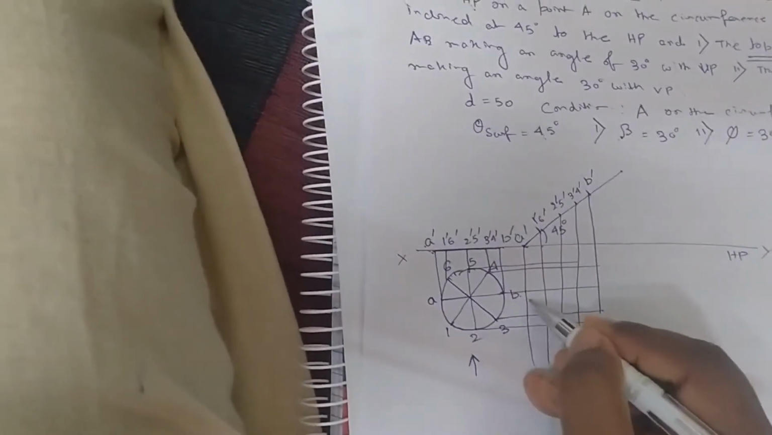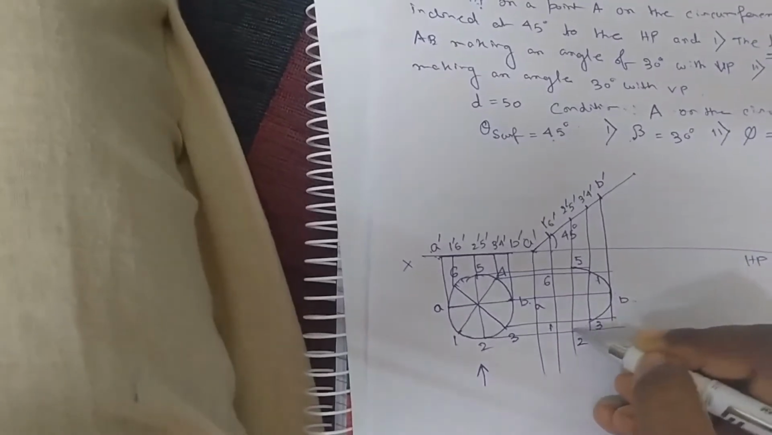And this will be A point, this is B point, this will be 5, this will be 2, this is 3, this is 1, 6, 4. We are going to get an ellipse.